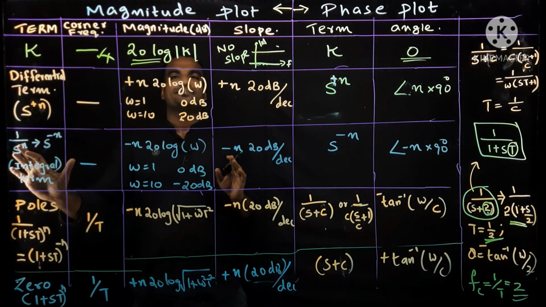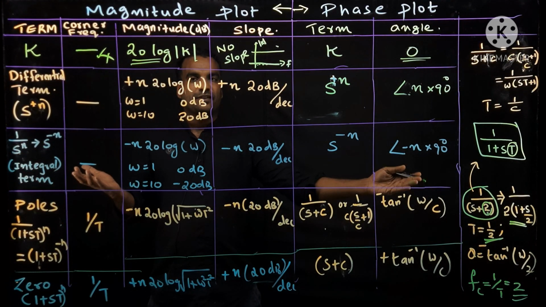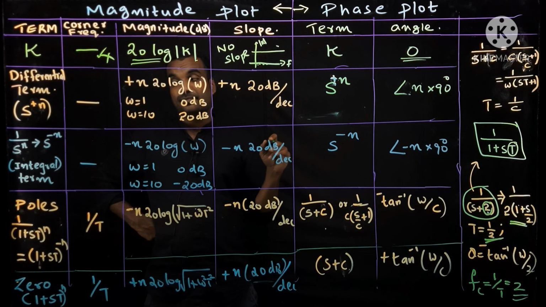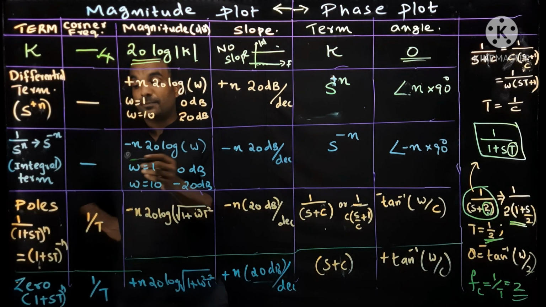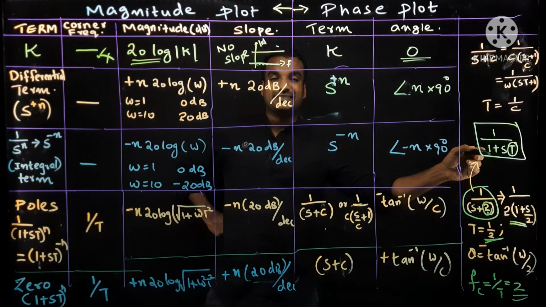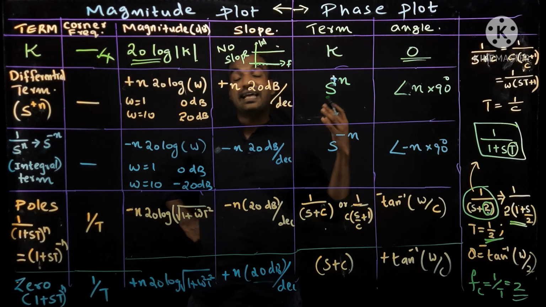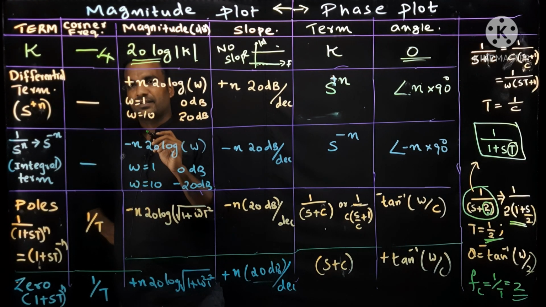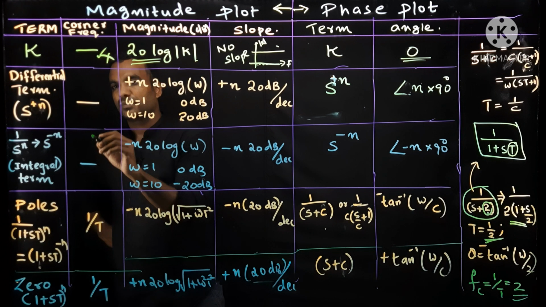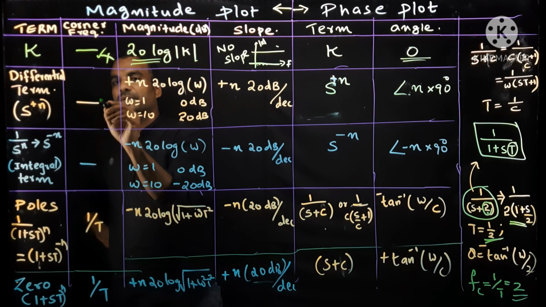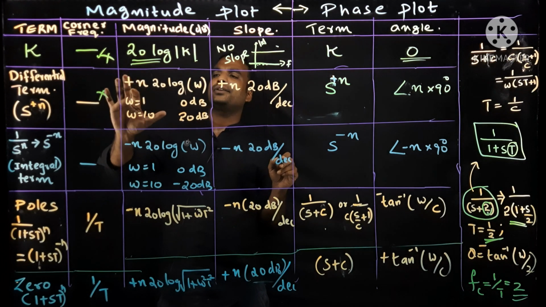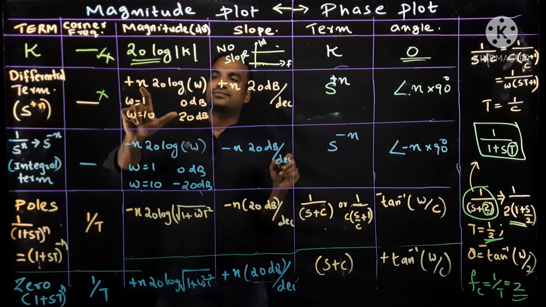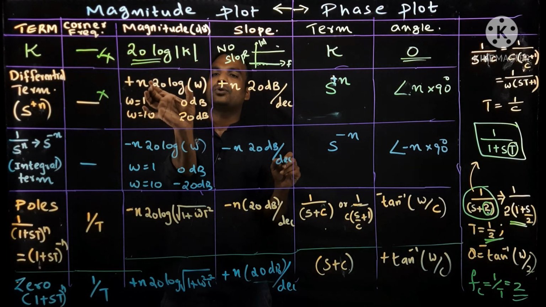Anyhow, for the s term, there is no such T term. If you equate that, you will get s is equal to 0. You can't find a T from that. You can find the corner frequency only from a first order term, 1 plus sT, 2 plus s, 5 plus s. If the term is simply s, you can't find a corner frequency. So the corner frequency will be absent for this term, and its magnitude is plus n. If it is s square, it is plus 2. If it is s cube, it is plus 3 into the same thing, 20 log of that omega.